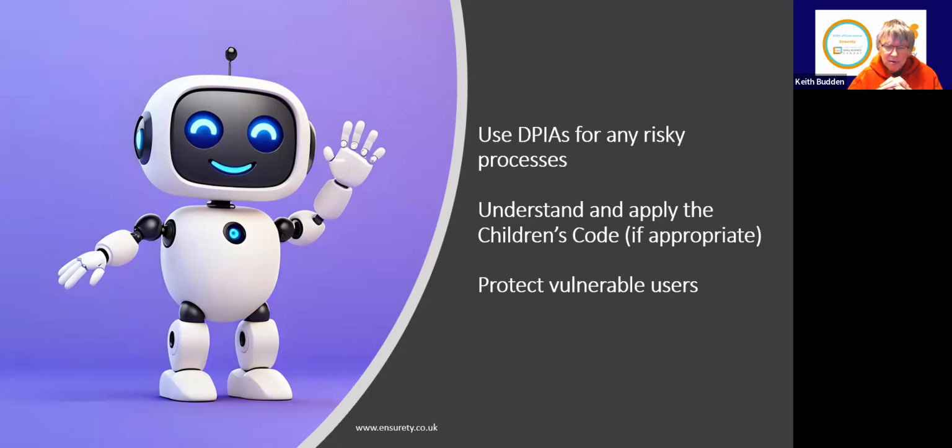If you're aiming at children at all, then do understand and apply the Children's Code. If you're not dealing with children, you can just ignore the Children's Code. But we do always have an obligation on everybody using any system to protect vulnerable users, whether that is children and young people or whether that's just vulnerable adults. You still have a responsibility to protect them and protect their data.